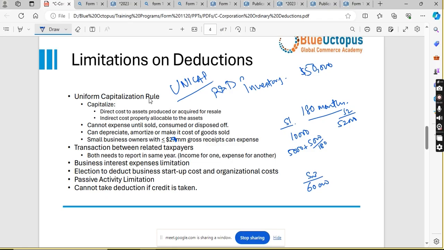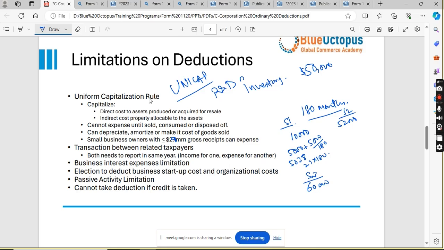and that starts from the first month only, the amortization of the startup cost. So 5,000 divided by 180 is 27. So in the first month you will take 5,028, and in the rest of the months you will take 27 till 180 months. So this is the amount that you can claim as a startup cost in the first year, right from the first month, right?